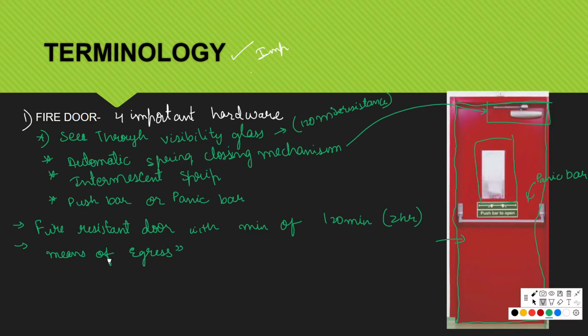This is an important term. This question can be asked. It is the means of egress. Basically, it's a path of exit. This exit can be near a staircase or corridor. So a fire resistant door should be provided near the means of egress. So these are a few important points regarding the fire resistant door. So let's move on to the next terminology.